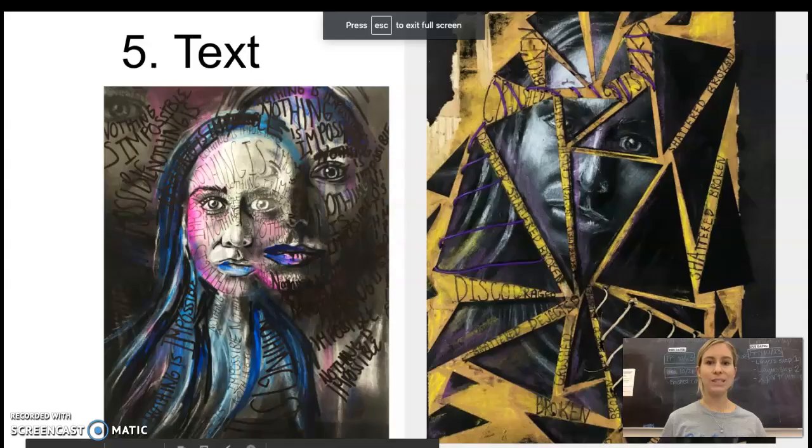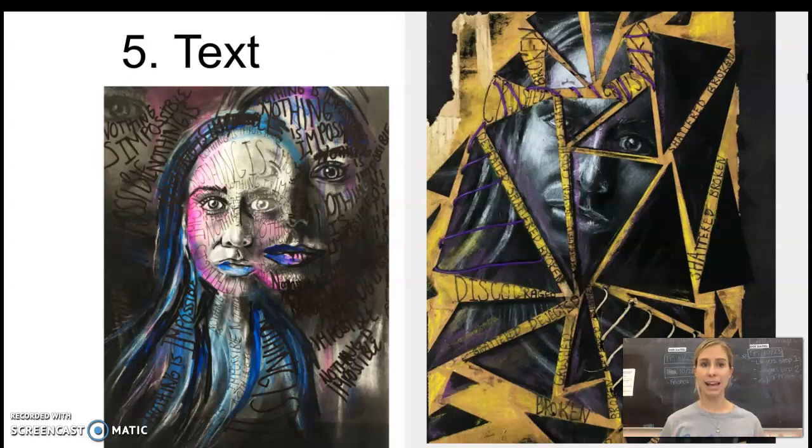There's many different ways to incorporate text into your composition. Think about, first of all, what you want the text to say, whether it's just your name or the name of the person in the portrait, or it could be some sort of saying or a poem, song lyrics. So what are you going to repeat or use in your portraits if you're using text?